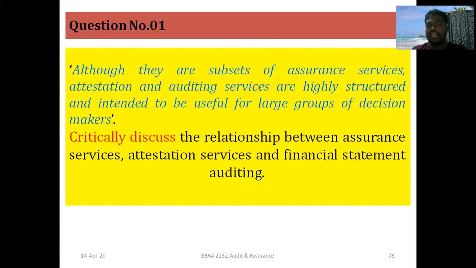This is an indirect one. You already studied the meaning of assurance services, attestation services, and then the meaning of audit of financial statements or external audit. Finally, we discussed with the help of a diagram, the oval. So everything we already discussed, you already studied. From the exam point of view, the examiner asked this type of question. So then how to answer? The question is highlighted in red color.